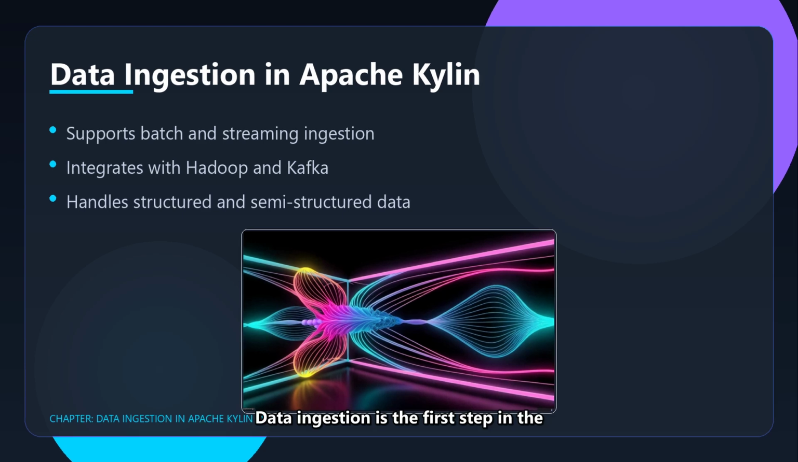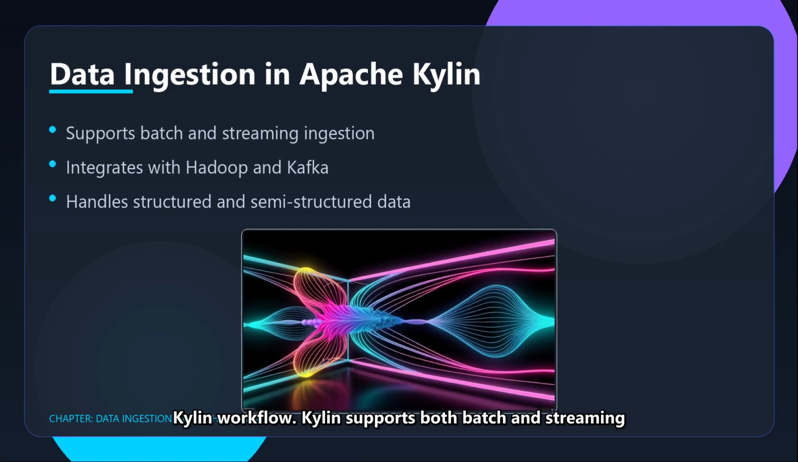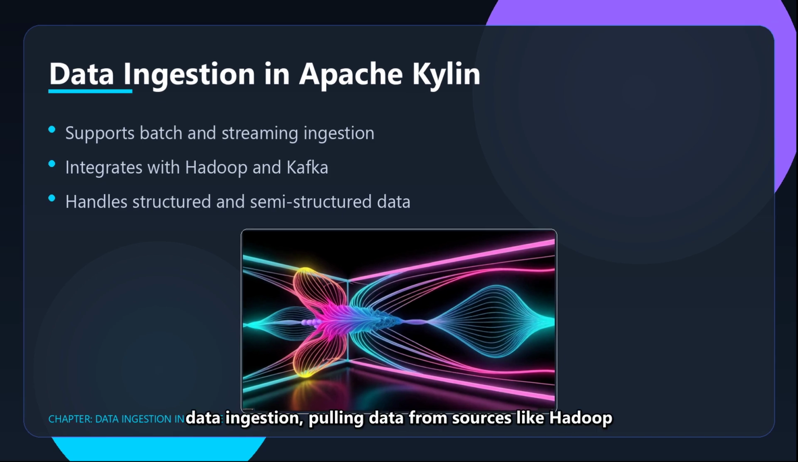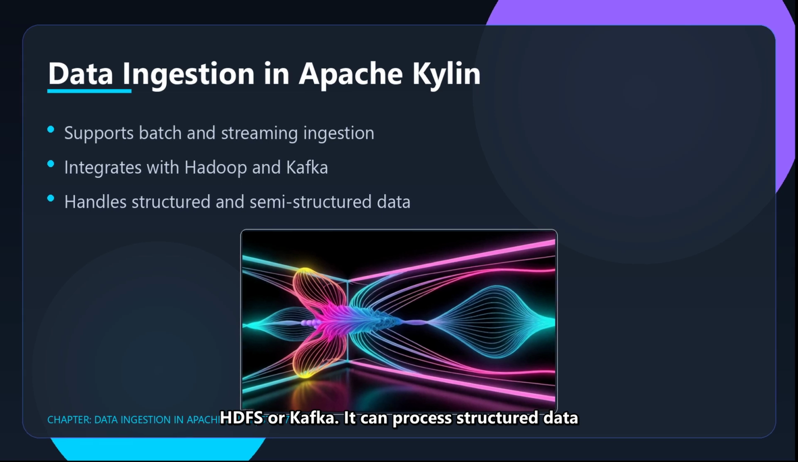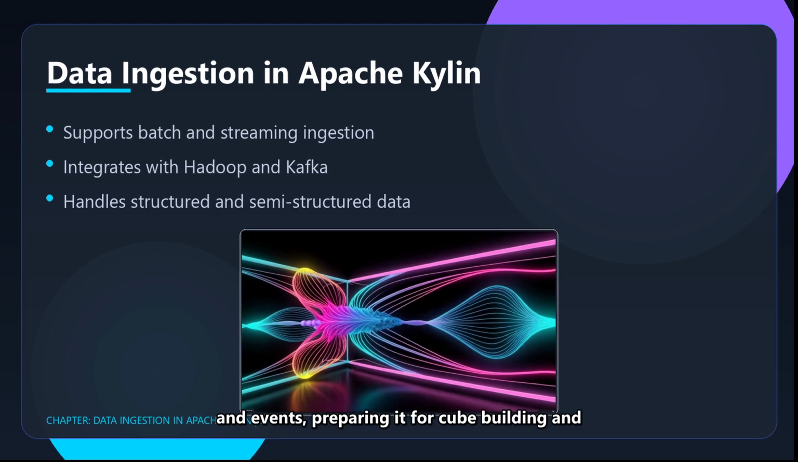Data ingestion is the first step in the Kylin workflow. Kylin supports both batch and streaming data ingestion, pulling data from sources like Hadoop HDFS or Kafka. It can process structured data from Hive tables or semi-structured data from logs and events, preparing it for cube building and analytics.